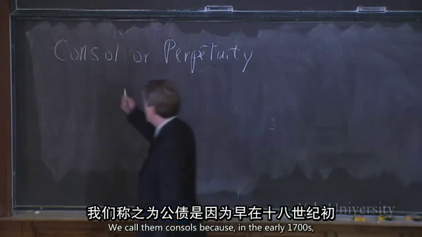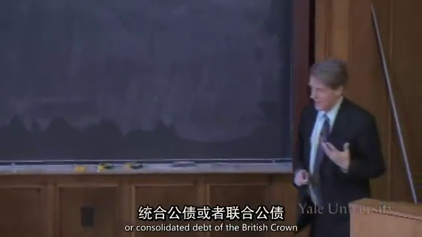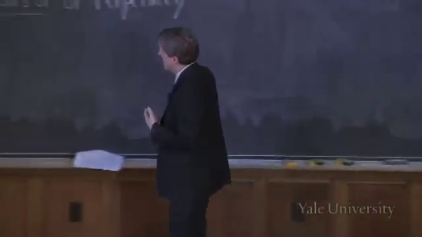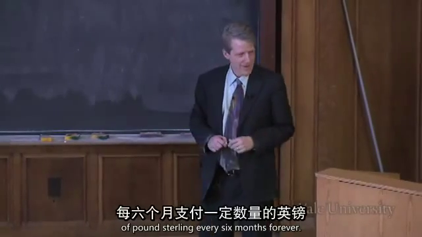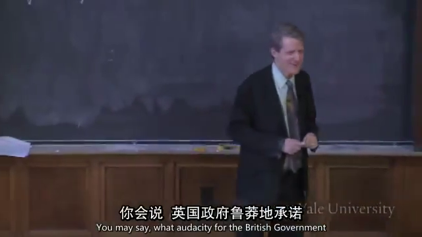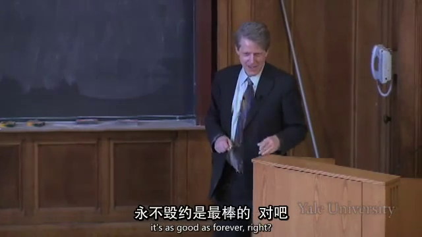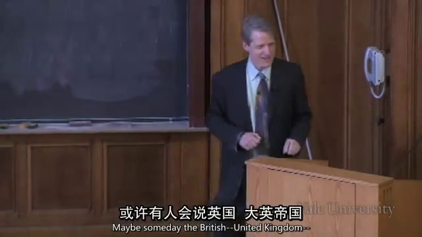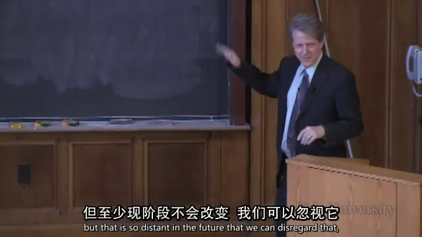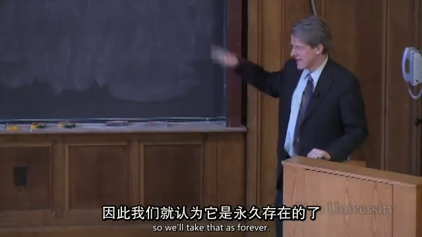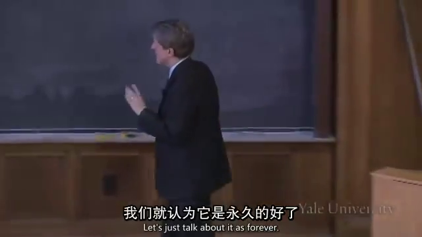We call them consols because in the early 1700s, the British government issued what they called consols, or consolidated debt of the British crown, that paid a certain amount of pound sterling every, I think it was every 6 months, forever. And you may say, what audacity for the British government to promise to pay anything forever. Will they be around forever? Well, as far as you're concerned, it's good enough as forever, right? Maybe someday the United Kingdom will fall apart or change. But that is so distant in the future, we can disregard that. And anyway, the government might buy them back too. So who cares if it isn't forever? Let's just talk about it as forever.